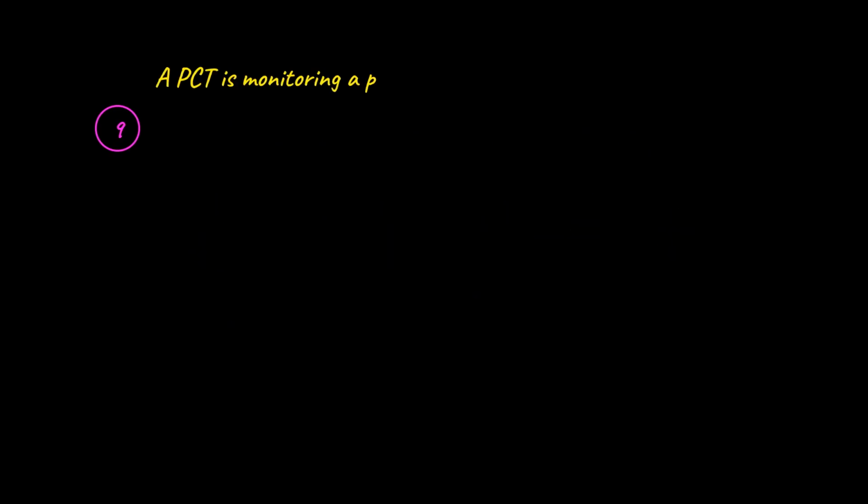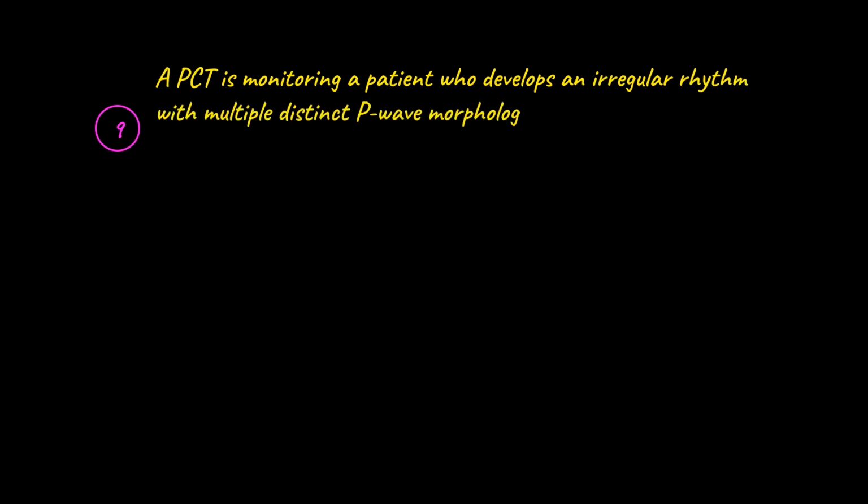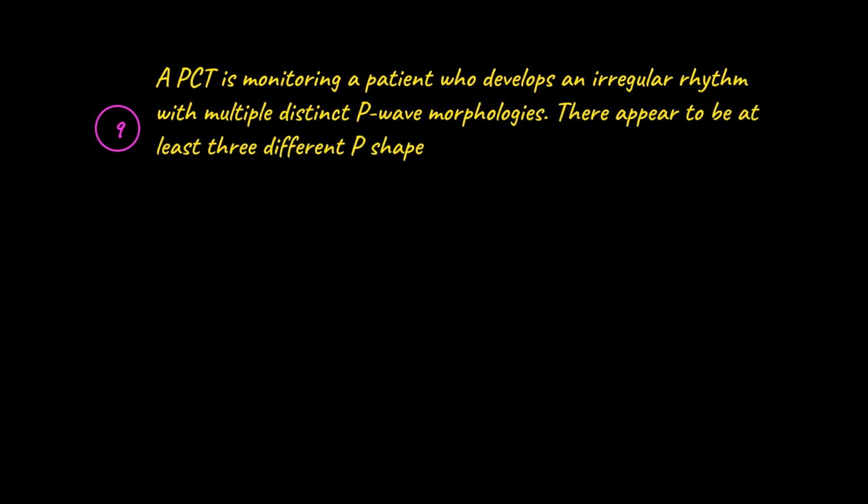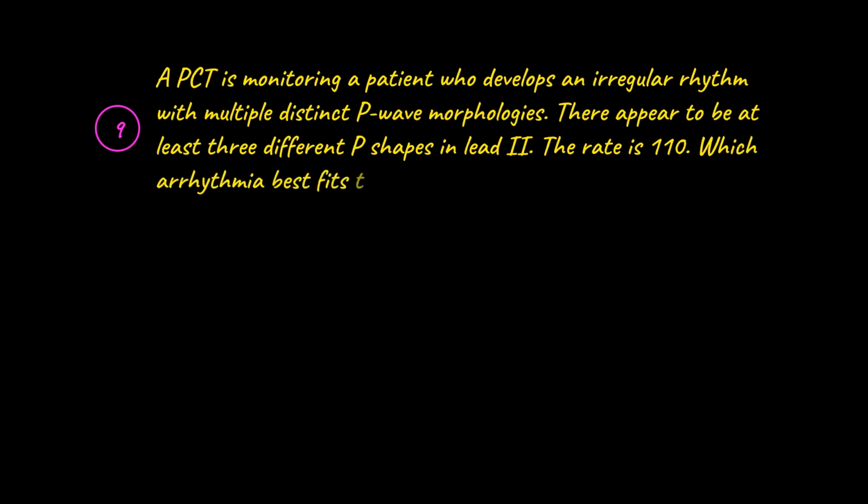Question 9. A PCT is monitoring a patient who develops an irregular rhythm with multiple distinct P-wave morphologies. There appear to be at least 3 different P shapes in lead 2. The rate is 110. Which arrhythmia best fits this finding on the strip?